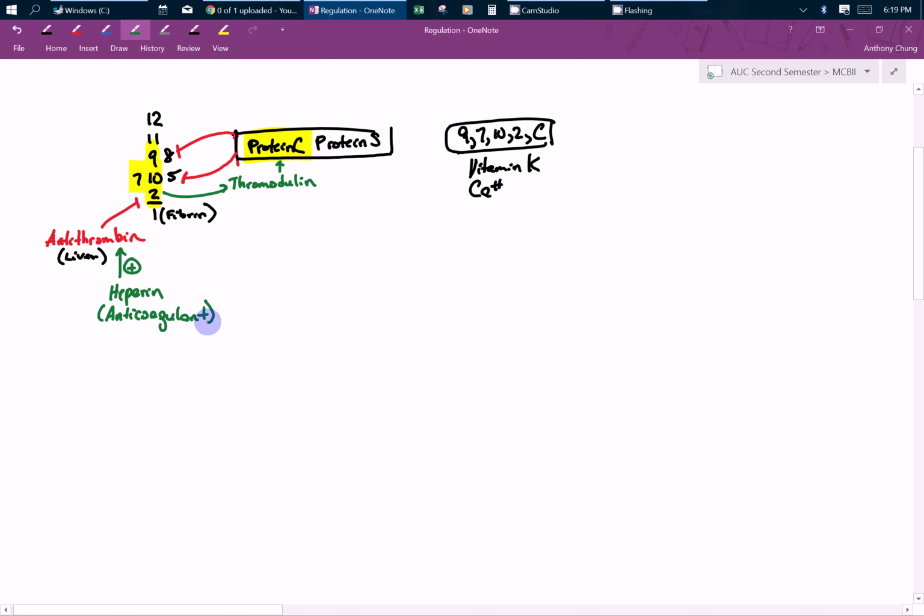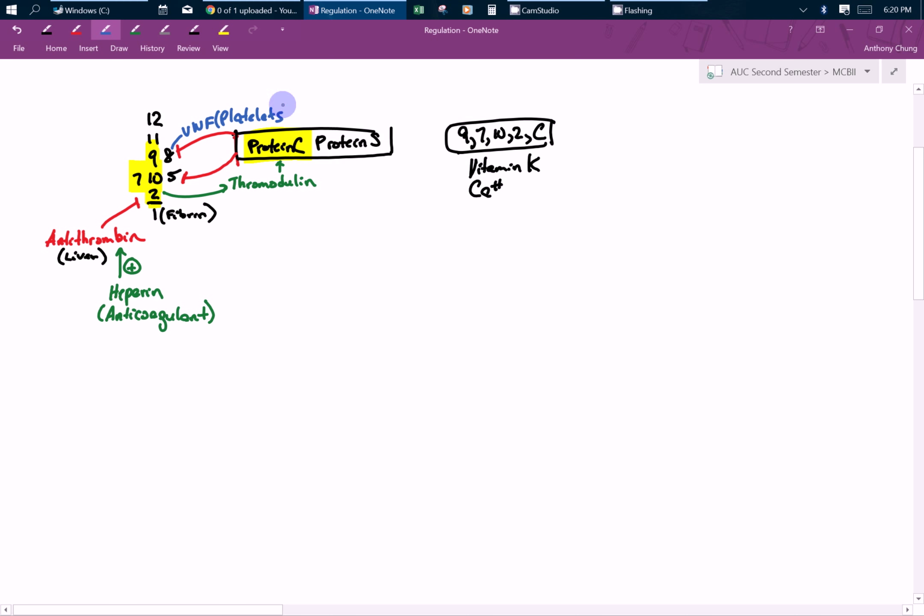All right, so where can things go wrong? We have to talk about the diseases that can go wrong. And one of the places that we can go wrong is if we're missing one of these factors, or we're missing a component of these factors. So the first one I'm going to talk about is von Willebrand factor. Where does von Willebrand factor come from? Von Willebrand factor comes from your platelets.